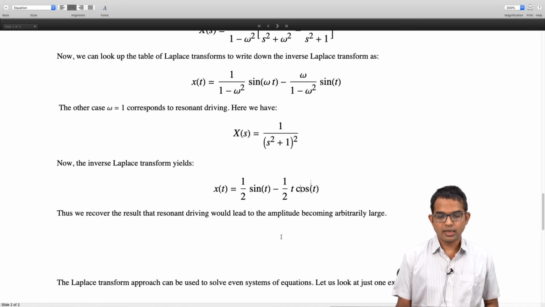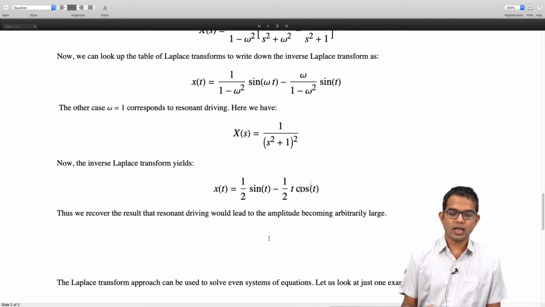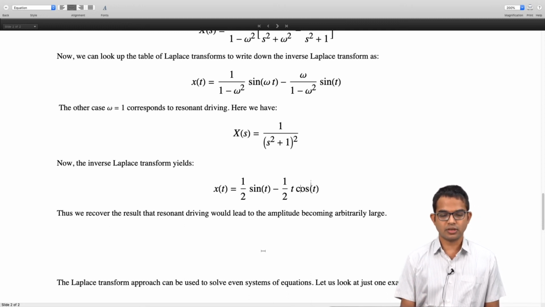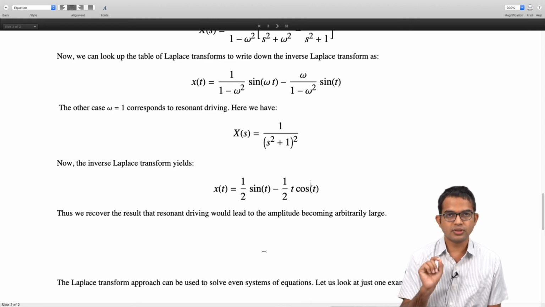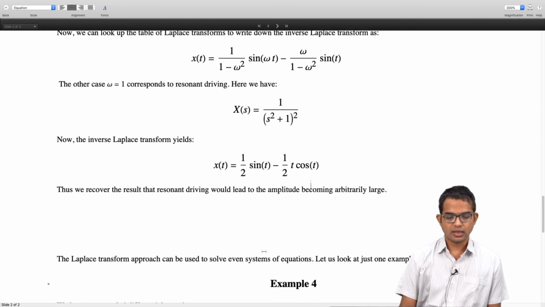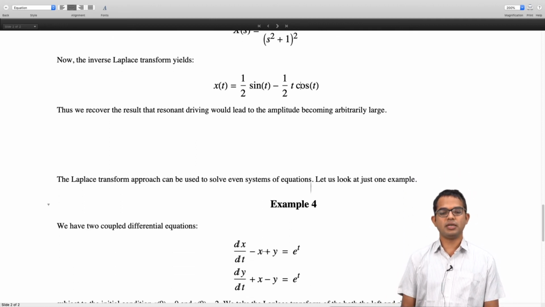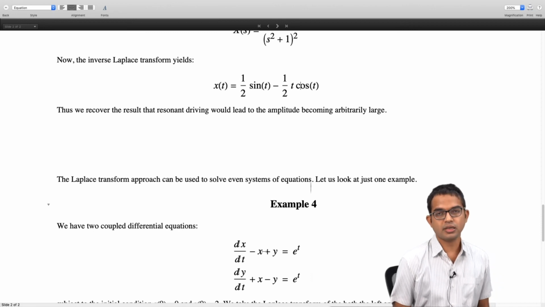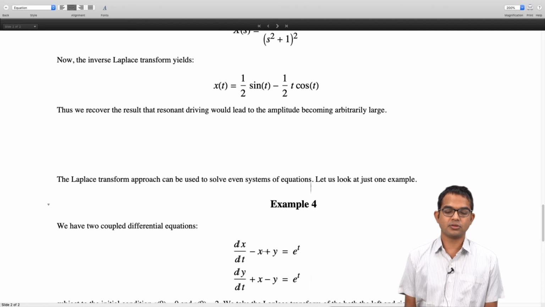So here, instead of getting into the theory of linear equations and differential equations, let's just work it out using the Laplace transform with the aid of just one example. Suppose we have these two coupled differential equations: dx/dt - x + y = e^t, and dy/dt + x - y = e^t.